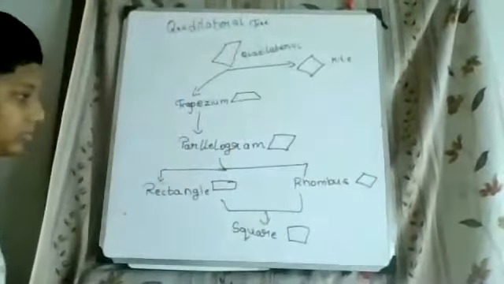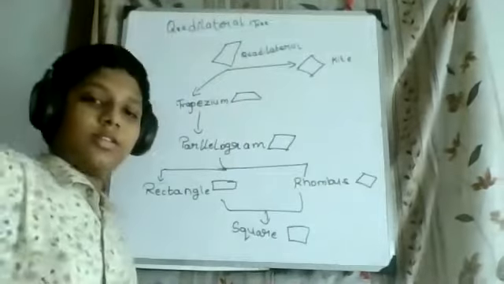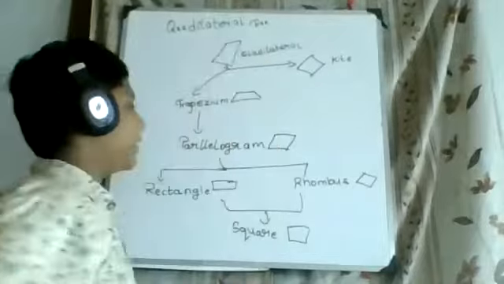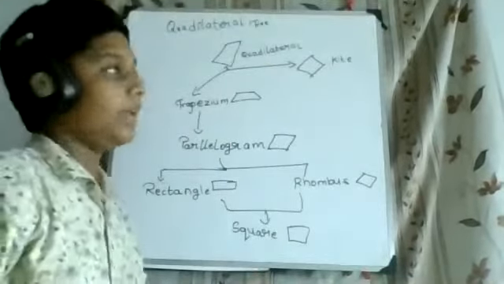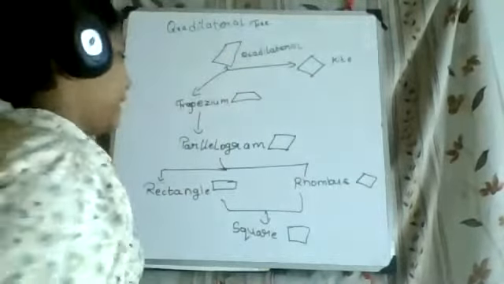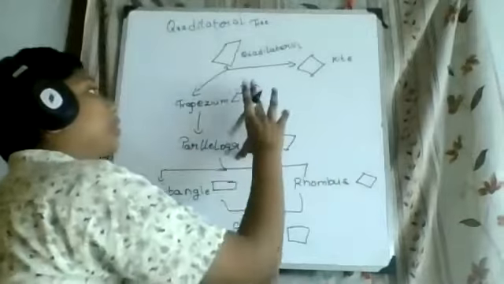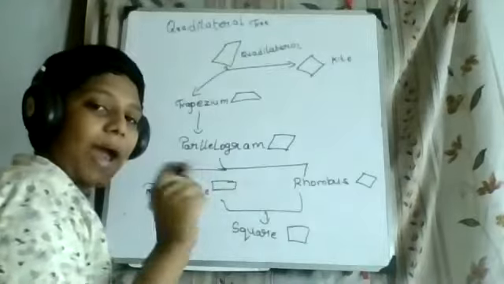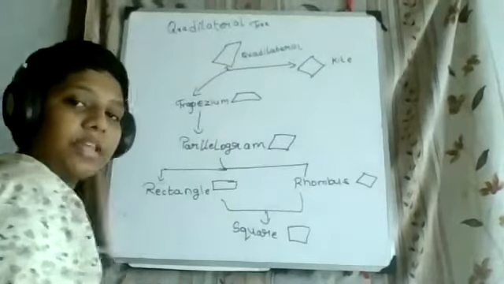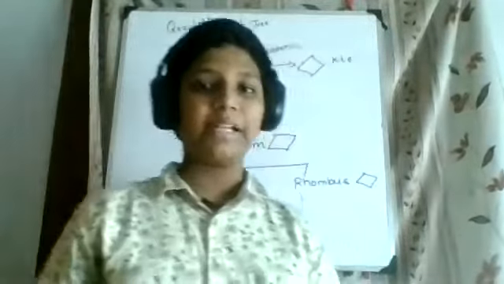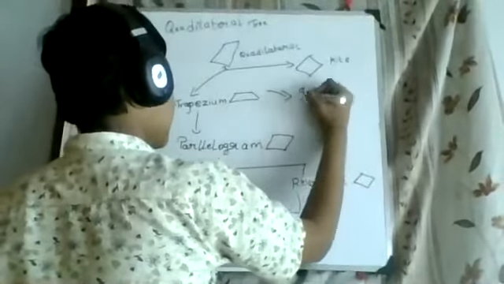This is known as the quadrilateral tree. From this we can tell kite is a quadrilateral, trapezium is also a quadrilateral, and the parallelogram is a quadrilateral as well as a trapezium. Every parallelogram is a trapezium. From this quadrilateral tree only we will tell this. And we will get one more side of trapezium, that is isosceles trapezium.